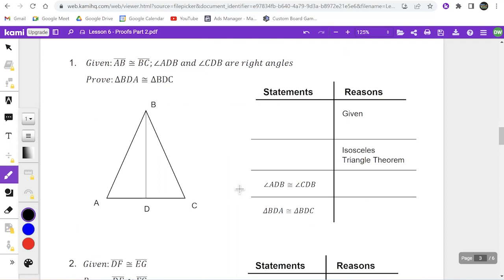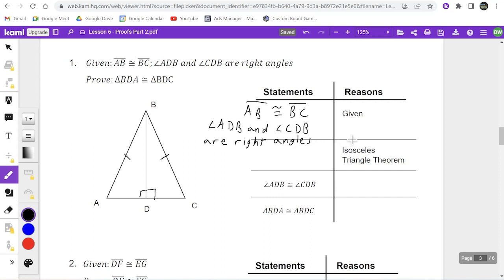So anyways, number 1. Given AB is congruent to BC, I'll just mark that real quick. AB congruent to BC. And I also know angle ADB and angle CDB are both right angles. These angles right there are right angles. I want to prove that the two triangles are congruent, BDA and BDC. So first the givens. I always just copy the information from the given, just like this. And then angle ADB and angle CDB are right angles. Okay, so there's my given.